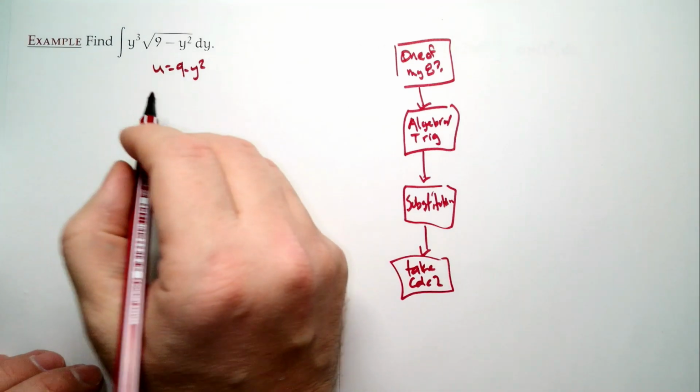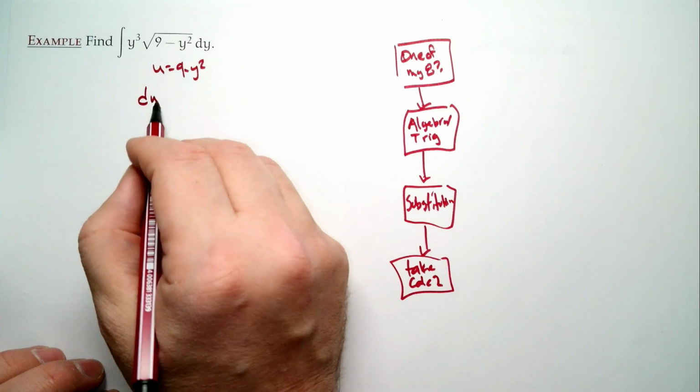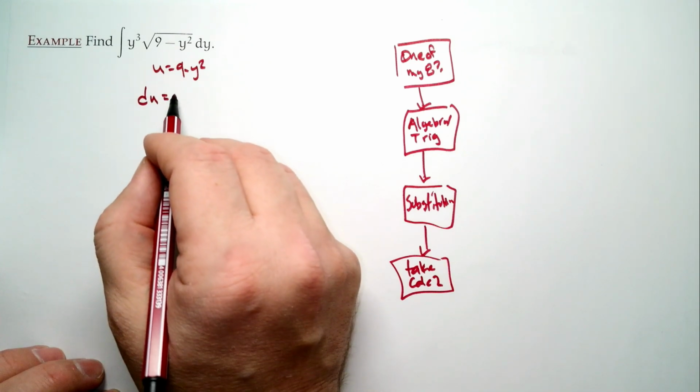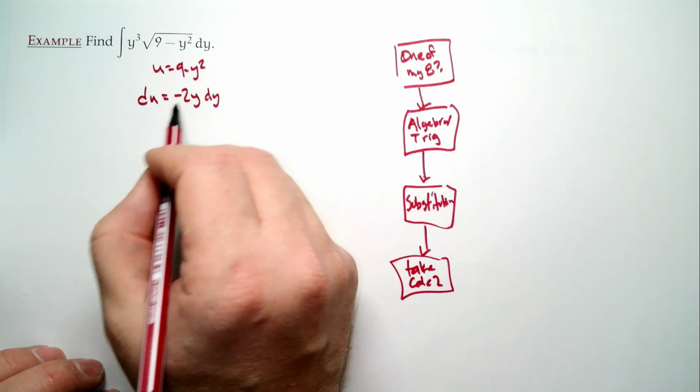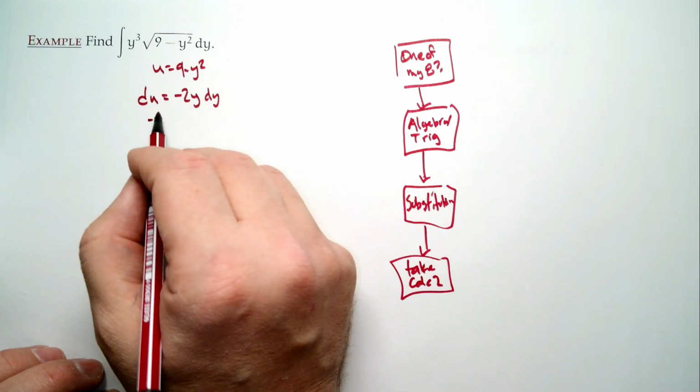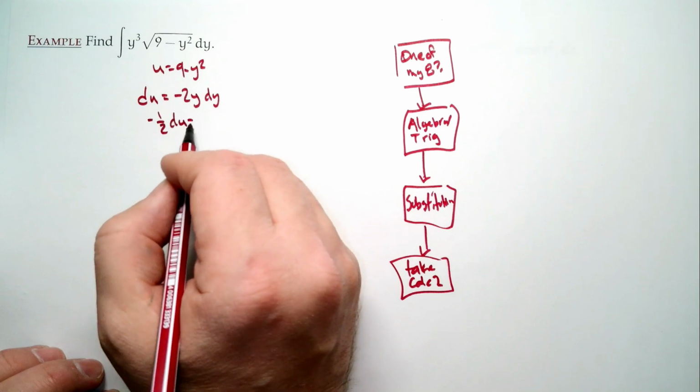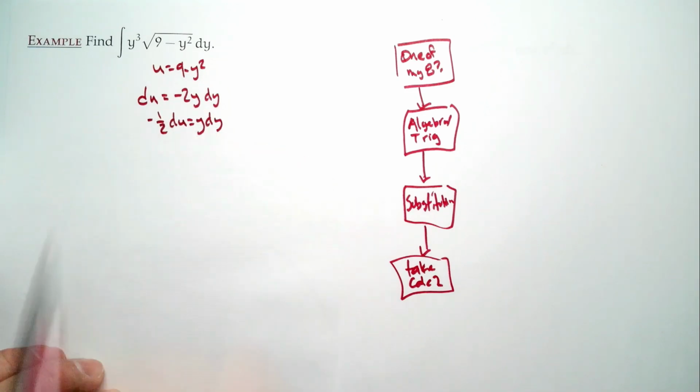What does du become? Minus 2y, and then there's a dy. Now, the minus 2 is no problem. Constants are easy to move around. So minus a half times du is y dy. Now, at this point, we run into a problem. We want one y, because we want a y dy. How many y's do we have? 3 y's. That's like 3 times as many as we want.